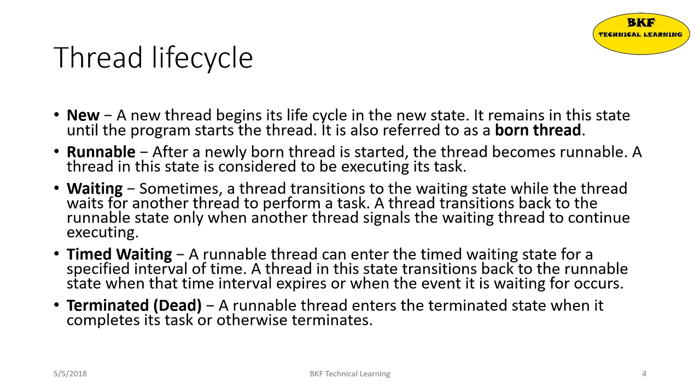The waiting state. Sometimes the thread transitions to the waiting state while the thread waits for another thread to perform a task. A thread transitions back to the runnable state only when another thread signals the waiting thread to continue executing. Timed waiting state. A runnable thread can enter the timed waiting state for a specified interval of time. A thread in this state transitions back to the runnable state when that time interval expires or when the event it is waiting for occurs. The terminated or dead state. A runnable thread enters the terminated state when it completes its task or otherwise terminates.